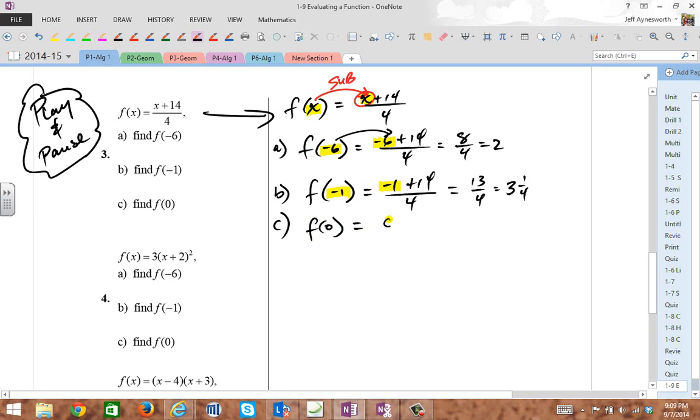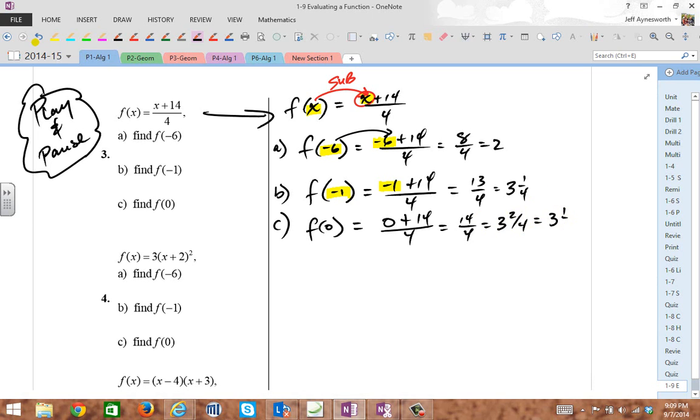All right, now let's check your work. Got to go 0 plus 14 divided by 4. That's 14/4. And that's 3 divides into 3 times with 2 remaining, so 2/4. And if you simplify a little bit, you get 3 1/2, not 3 1/4, 3 1/2.